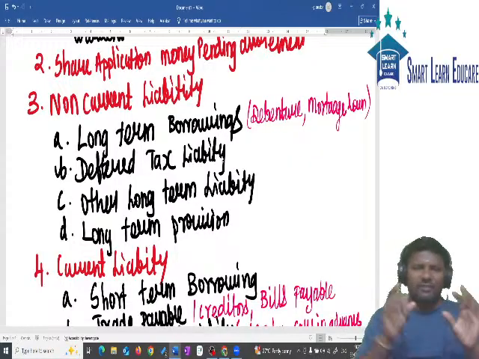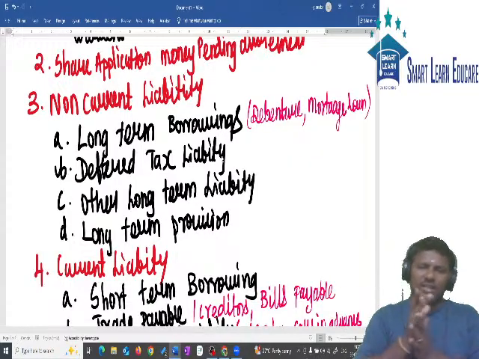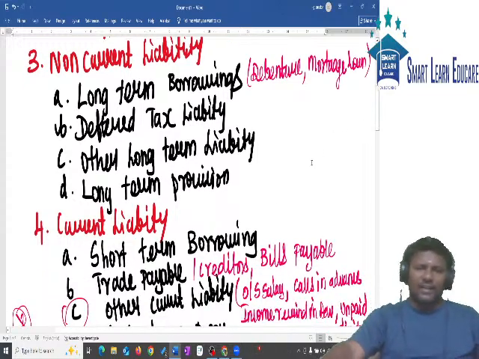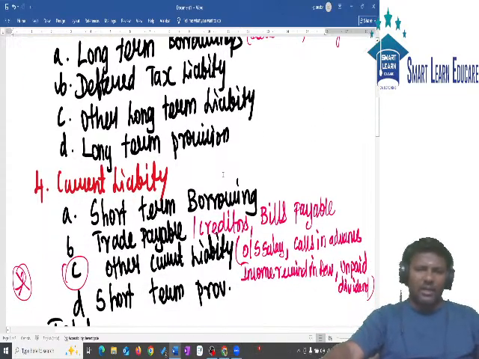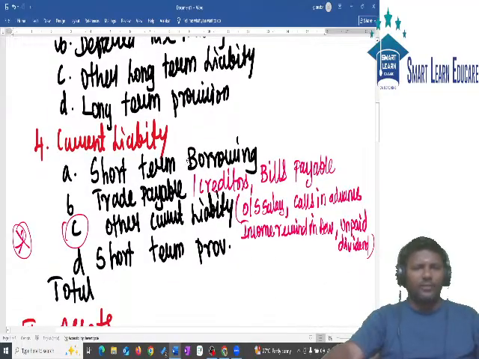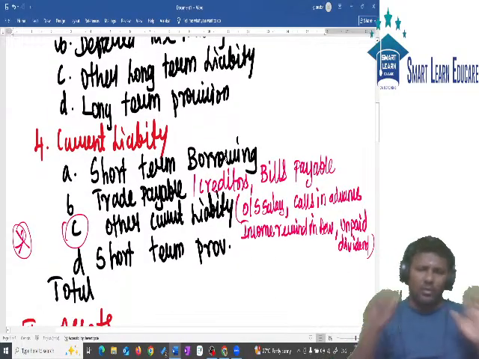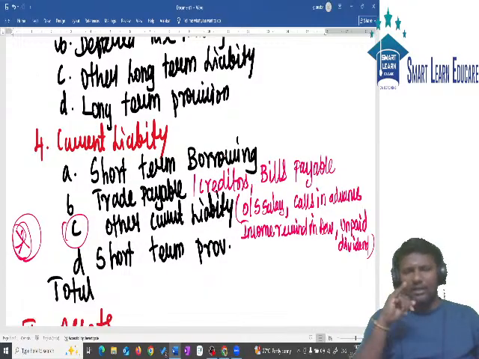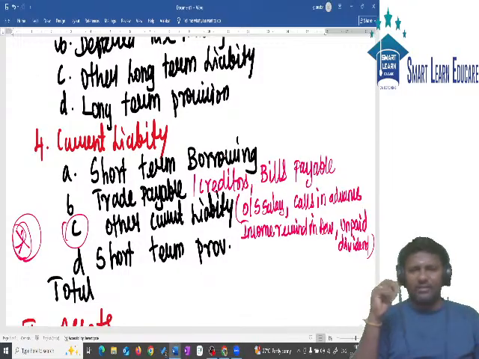Whatever difference we have, that is treated as deferred tax liability. Anyway, you will be learning this later. Other current liability, other long term liability, other long term provision. In the liability side, the most important thing is current liability, other current liability. What all will come? Outstanding salary, calls in advance, income received in advance, unpaid dividend.